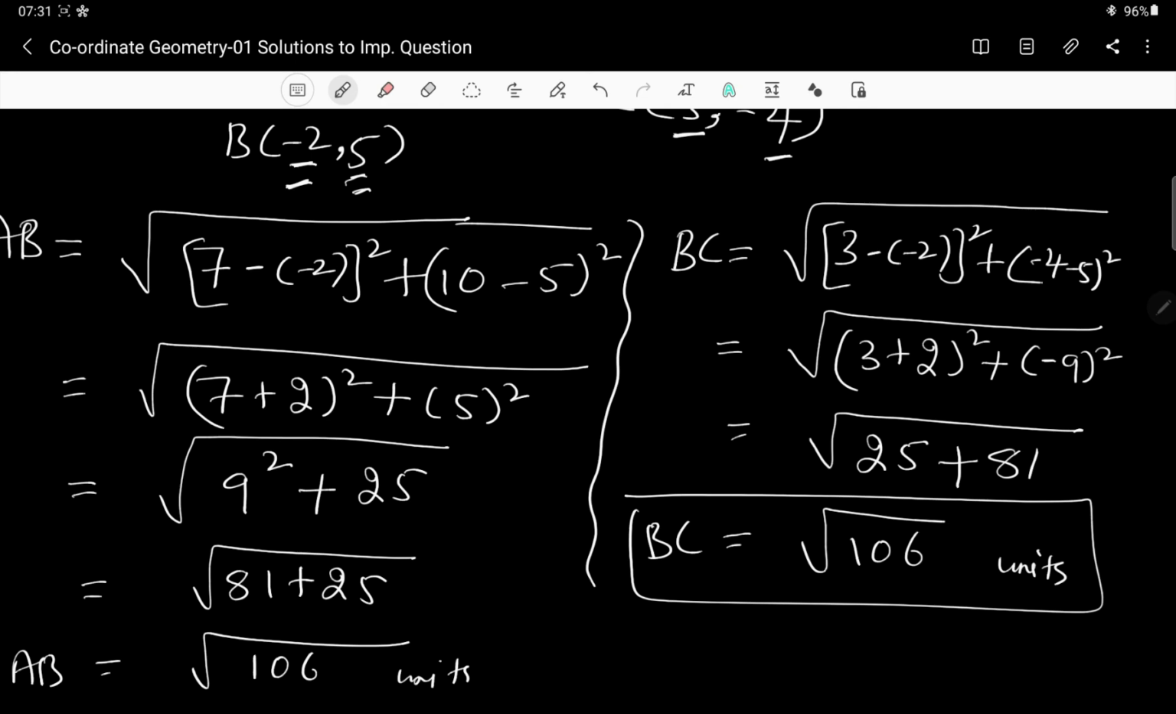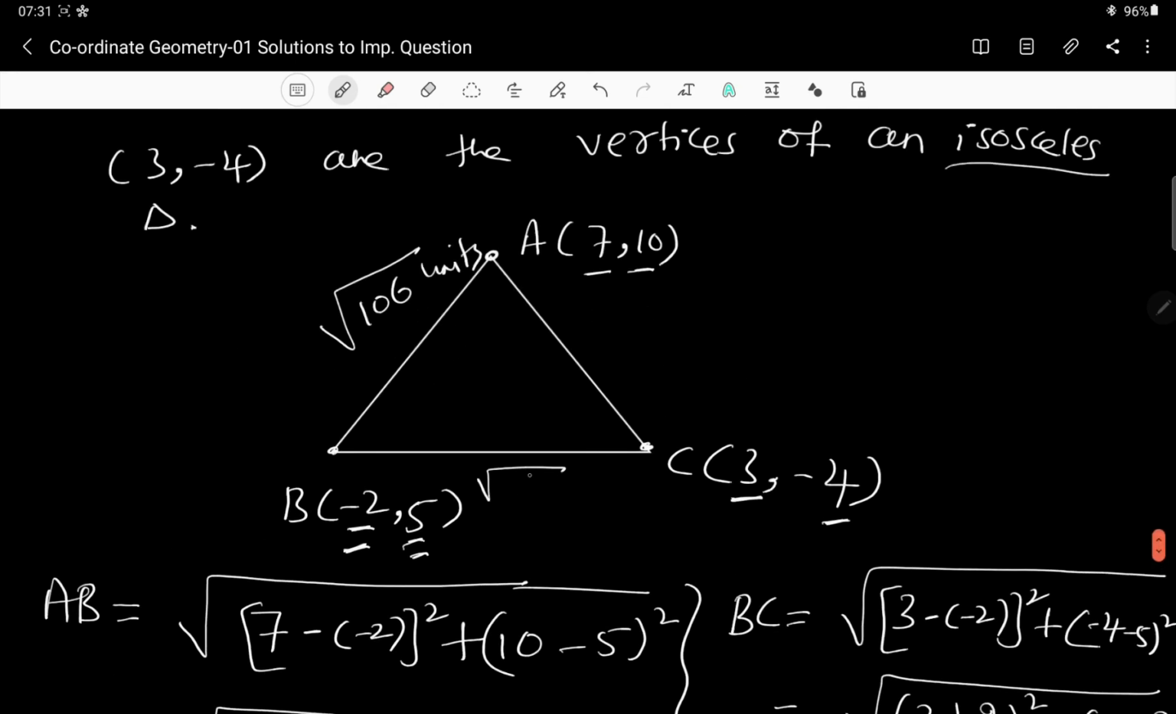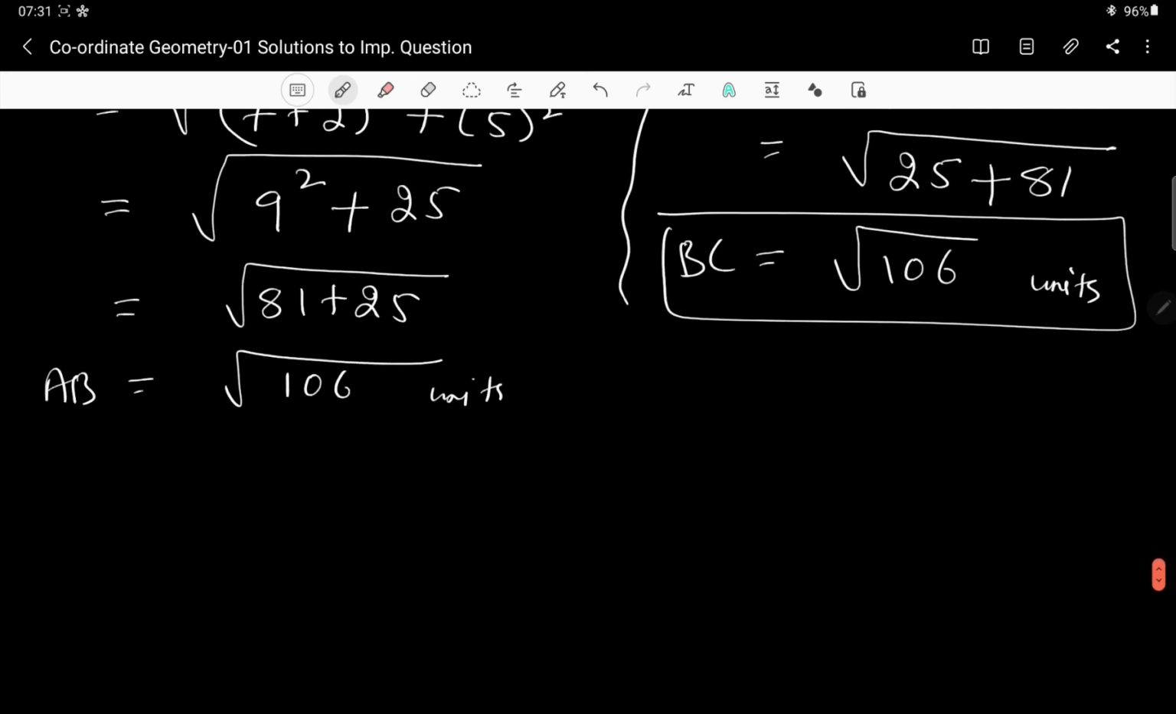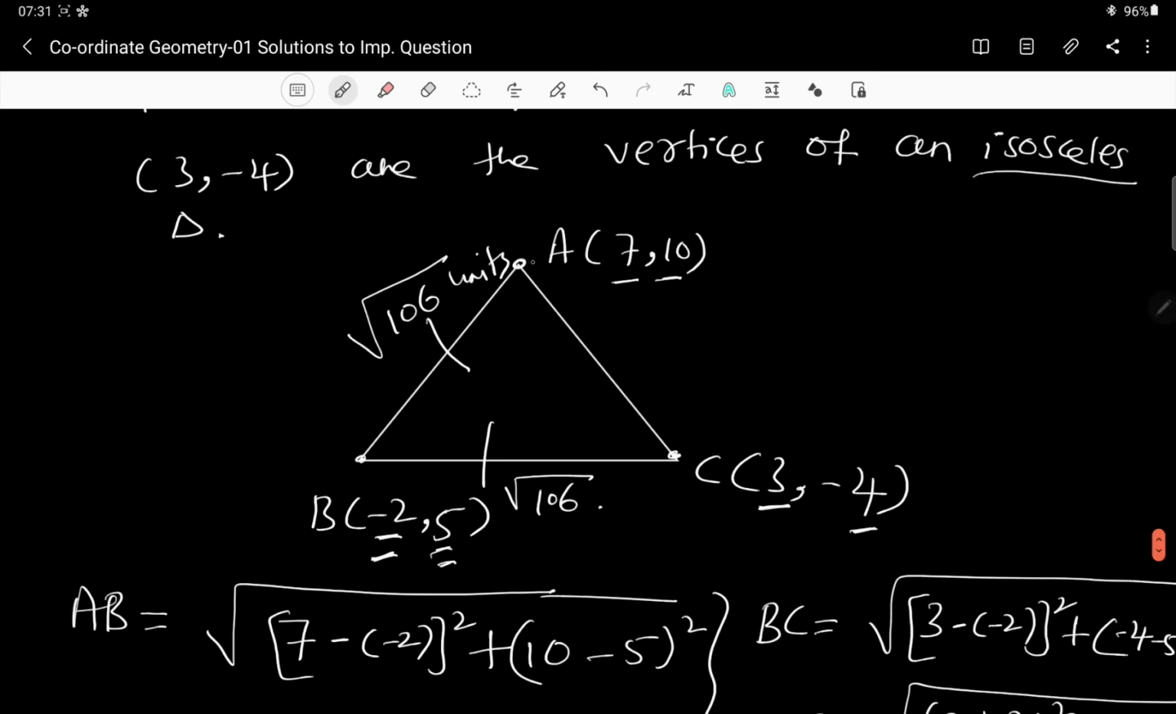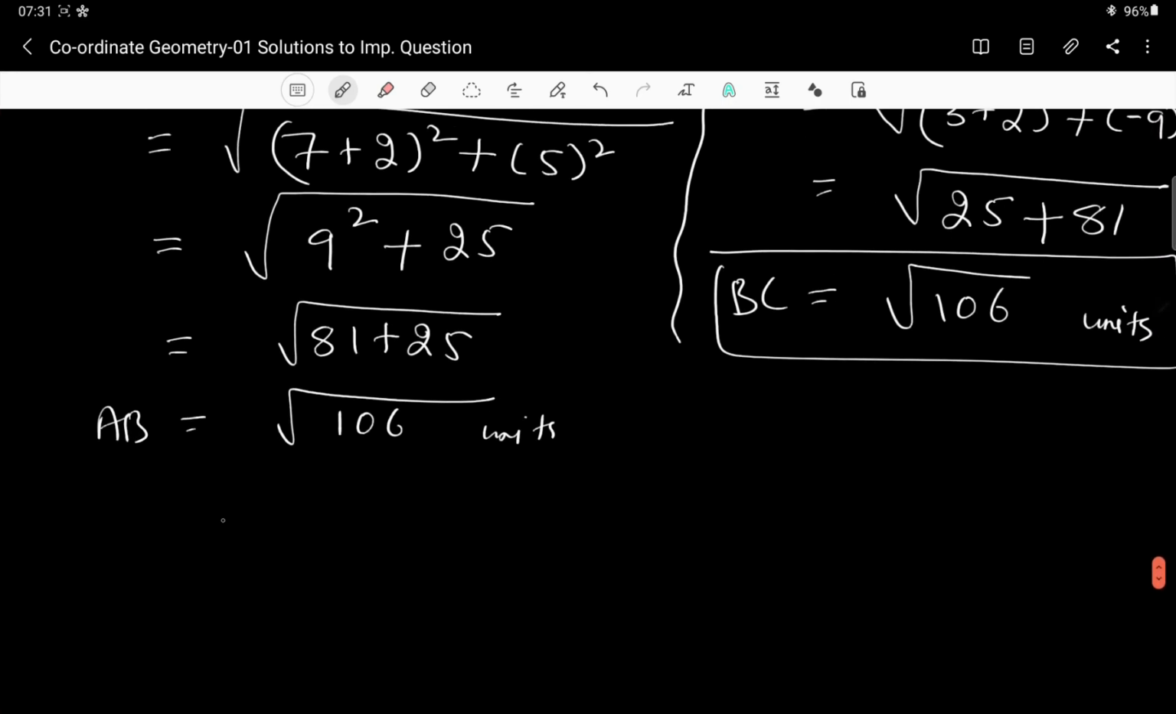This is also under root 106, so definitely they must be sides of an isosceles triangle. Two sides are equal, no? If you want, you can find out this AC also. If AC also becomes under root 106, it becomes an equilateral triangle. All right, but they're asking for isosceles, no? So we have got what we got.